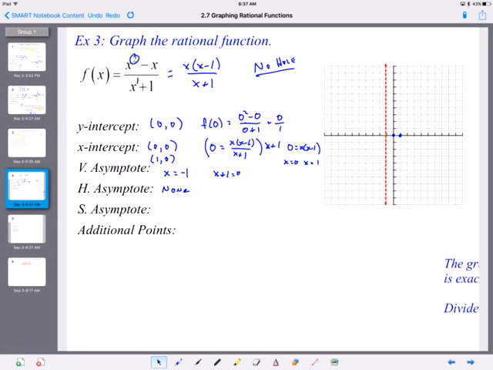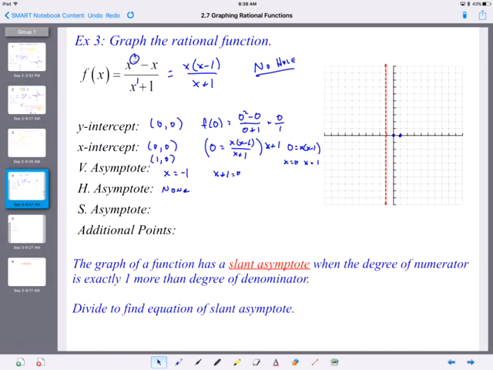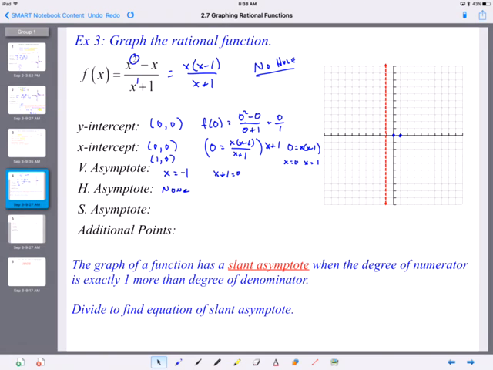Well, what happens is, with a slant asymptote, the graph of the function has a slant asymptote when the degree of the numerator is exactly 1 more than the degree of the denominator, which is exactly what we have. The degree on top is 2, the degree on bottom is 1. So it's 1 more than the degree in the denominator. And if this happens, then we have a slant asymptote, and how do we find it? We divide to find the equation.